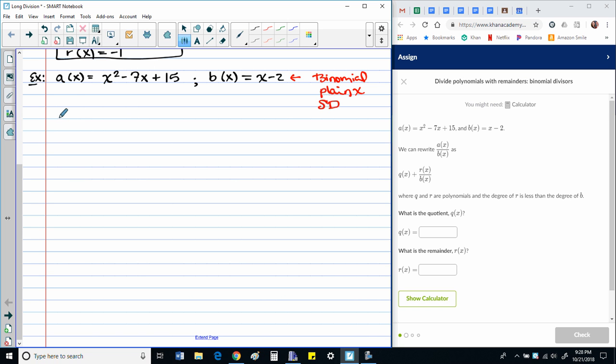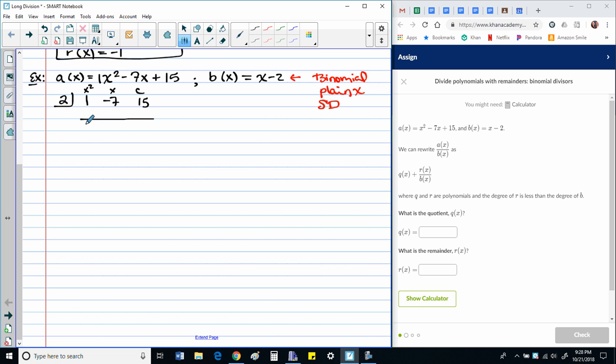So remember, we put the little half box here, and we put the opposite of that here, a 2. And then now I want to put a 1 in front of this so I don't forget it. So 1, because I'm going to write my little thingies, x squared, x, constant. So 1, negative 7, 15.